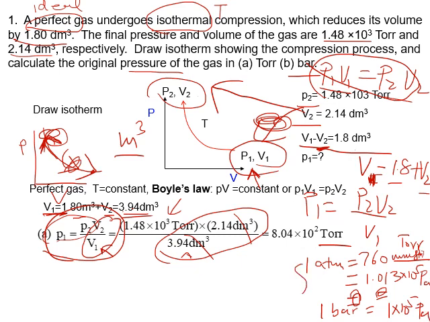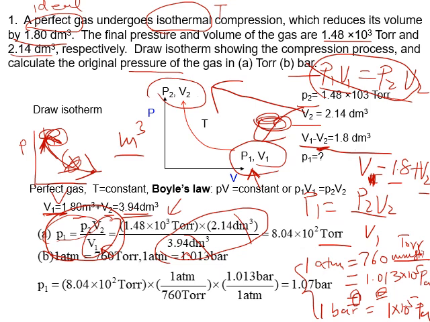Using this, we can find the relation. This is the Torr, and you write the conversion factor: 1 atmosphere equals 760 Torr, so Torr cancels and you get atmosphere. Then 1 atmosphere is 1.013 bar. So 1 atmosphere is this many Pascal and 1 bar is this, so that relation is 1 atmosphere is 1.013 bar. Atmosphere cancels and you get bar. So the answer is 1.07 bar. That's question 1.